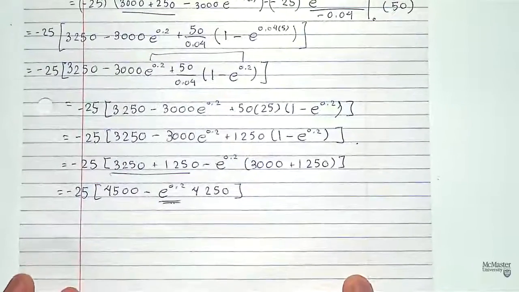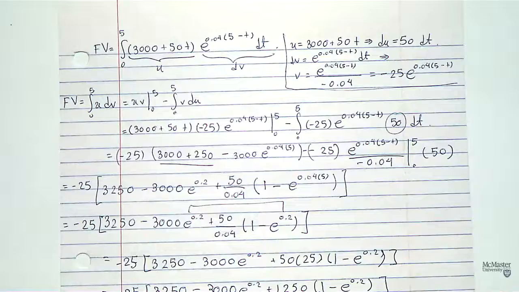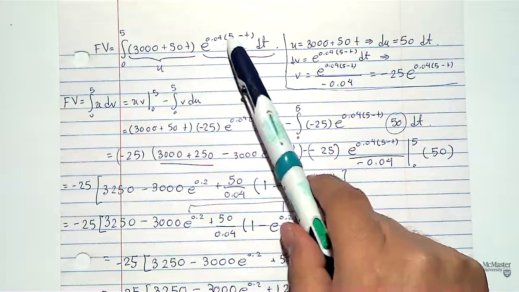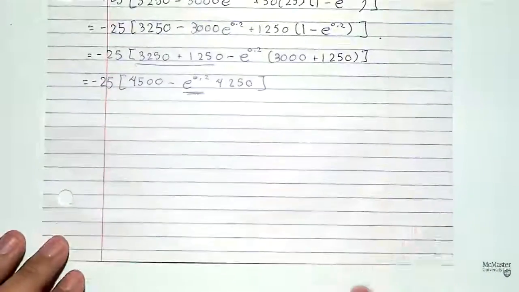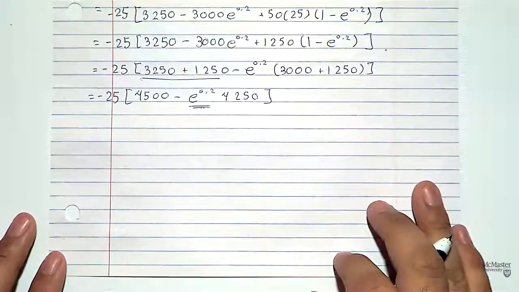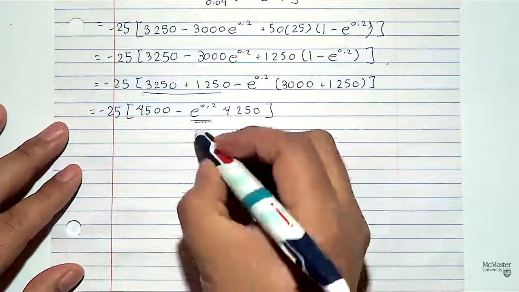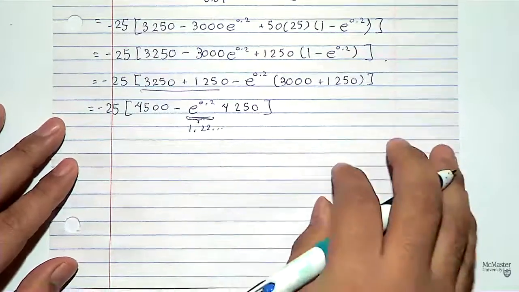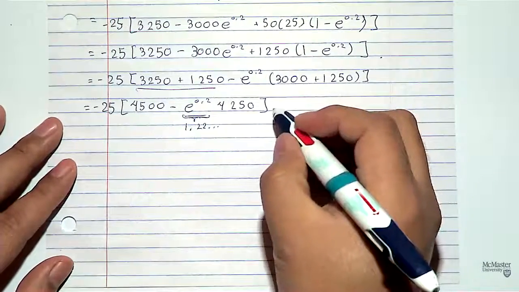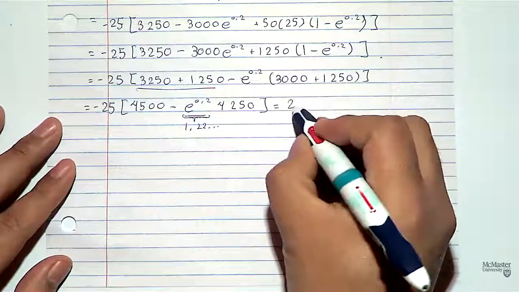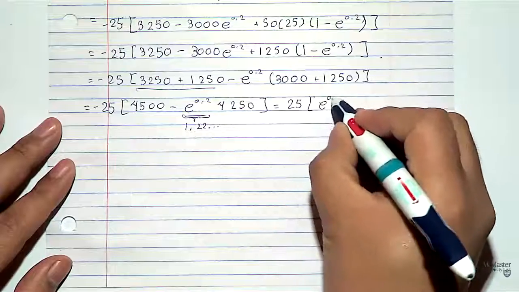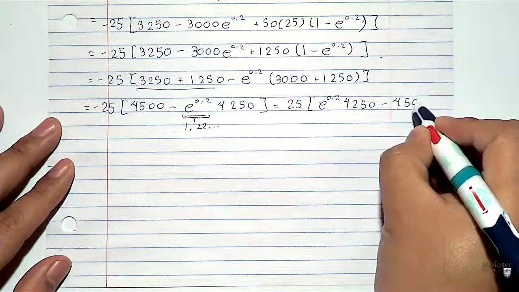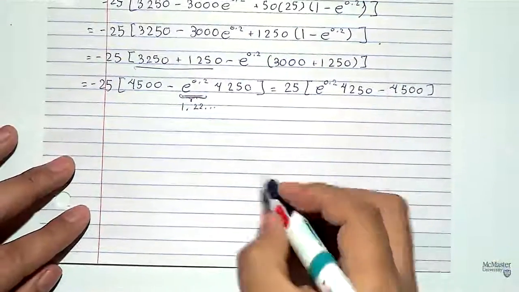If you think about it, the functions that we use to start to integrate, well, this is positive in the interval under consideration, and the exponential is always positive. So we can only have a positive result at this point. Okay, if you think about this factor of exponential of 0.2, this is around 1.22, and so on. If you do the actual computation, well, you could flip the signs if you want. 25 times exponential of 0.2 times 4,250 minus 4,500. And then you can finalize the computation.